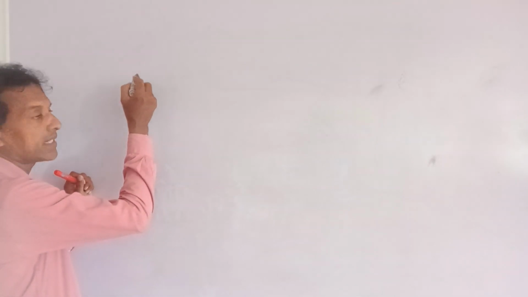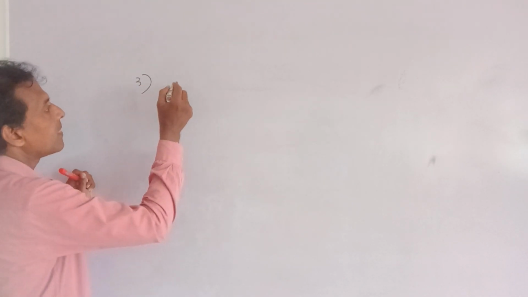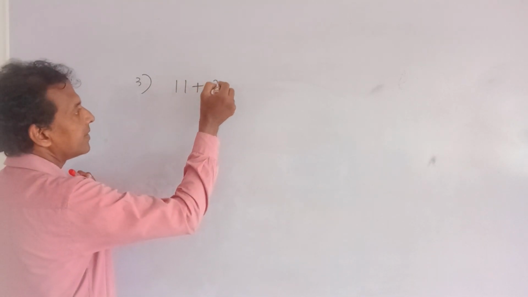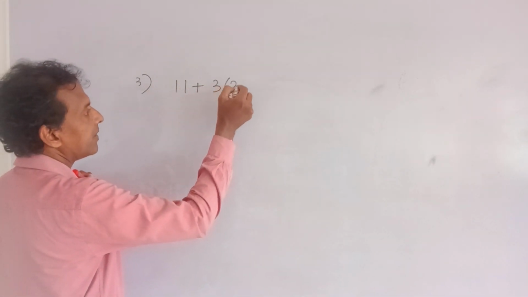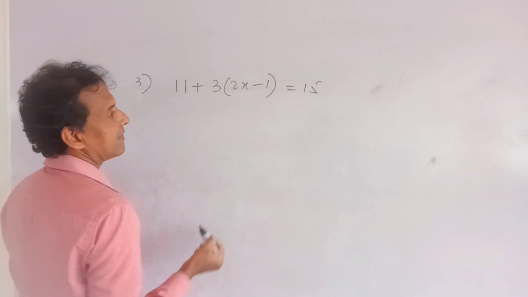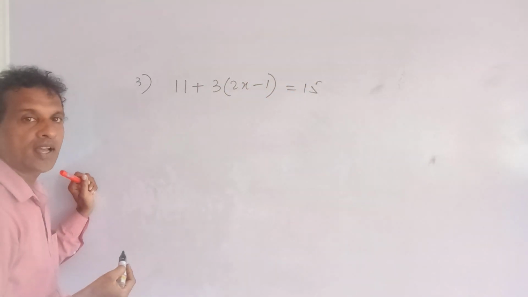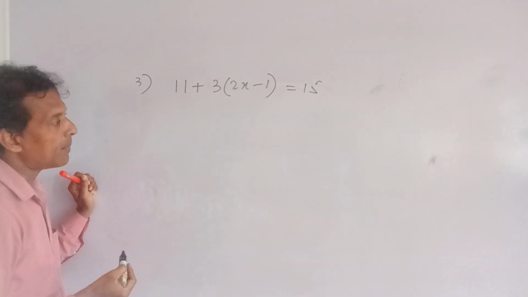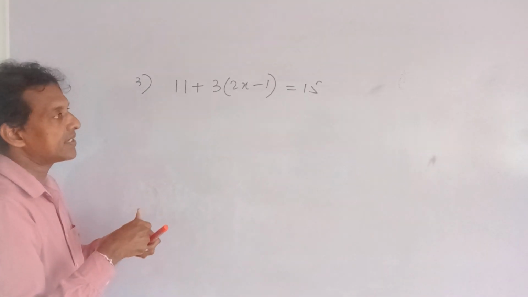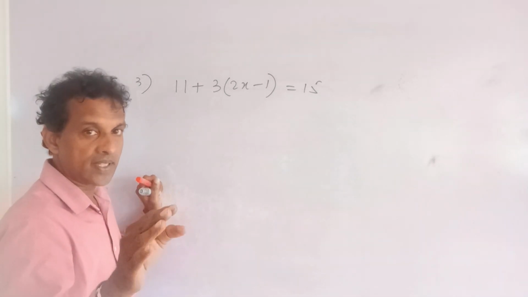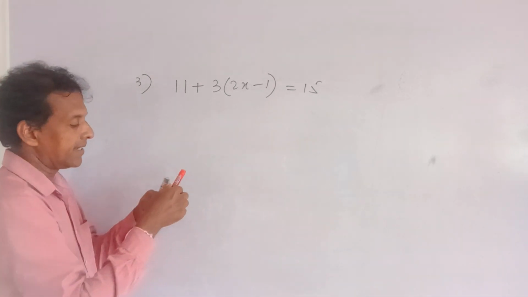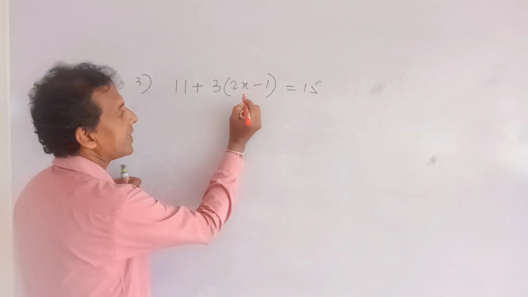So third equation. Say another one. 11 plus 3 times (2x minus 1) equals 15. Okay, how do you solve this? Sometimes you may panic when you see such an equation. So stick to the method, don't worry about this. What you do, again, start with the variable we have here.